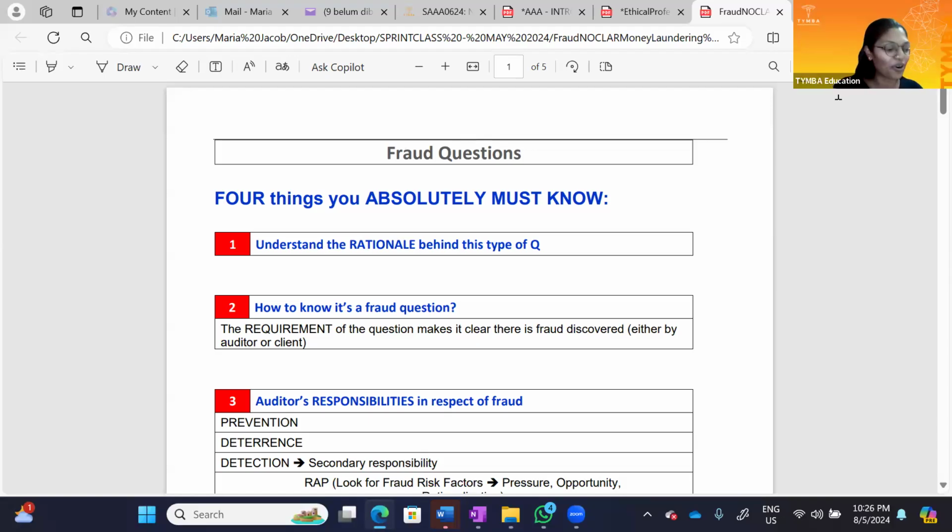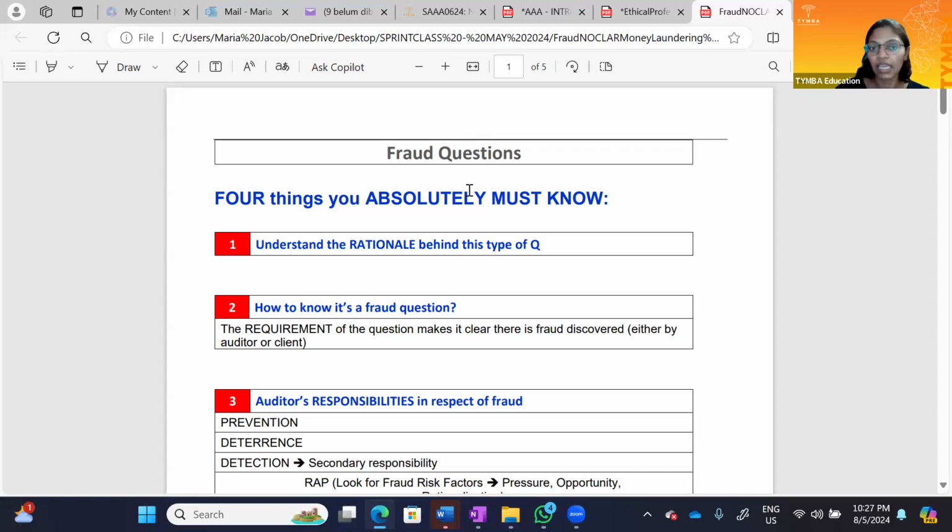Now let's go and look at fraud. Fraud questions can be examined in your Section A, and can also be examined in Section B of the paper. Fraud is something you can have a technique to answer. Let me go through with you what techniques are suitable for you to apply.